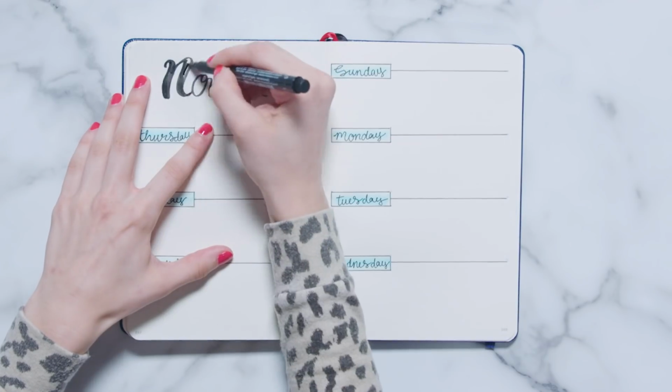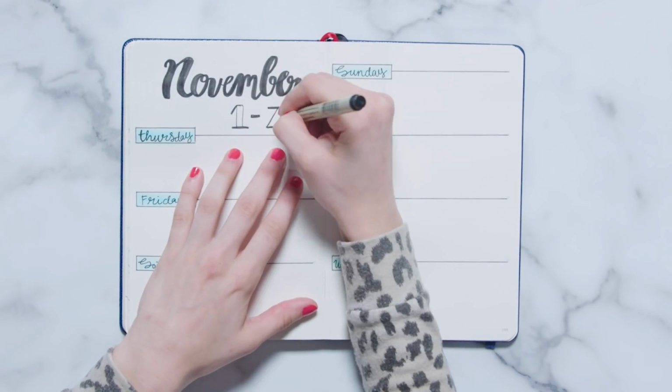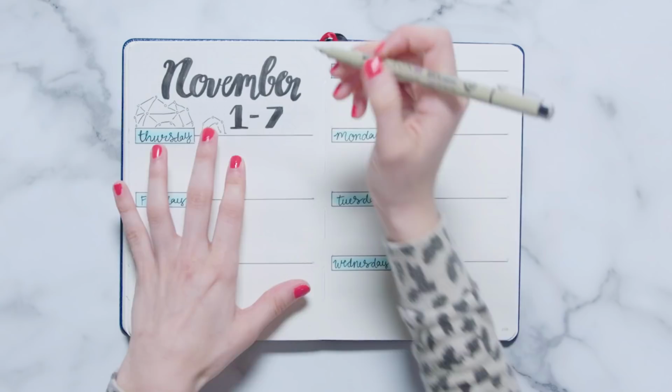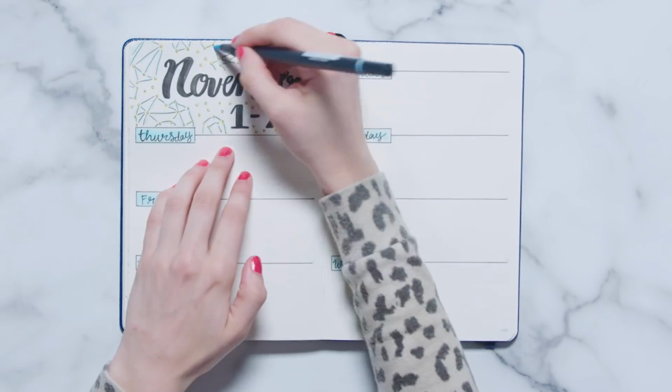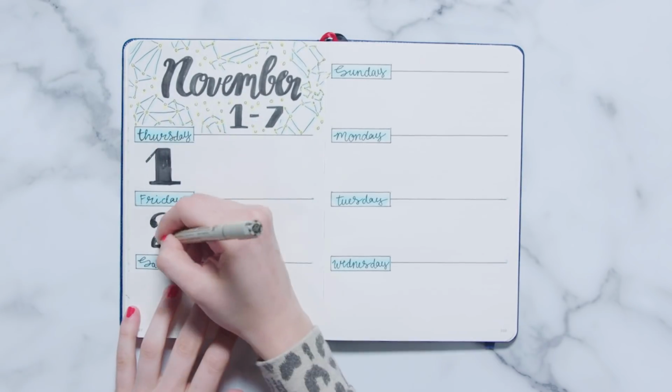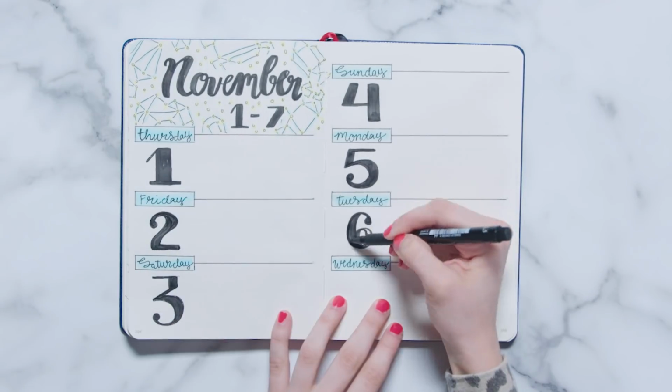At the top of the left page, I wrote November in a bold script font and the numbers of the days of the week this spread is covering. Around them, I drew more of the zodiac constellations featured in the previous spreads and colored them in. To finish off this spread, I wrote the number for each day of the week below the rectangle boxes in a large Art Deco style font.